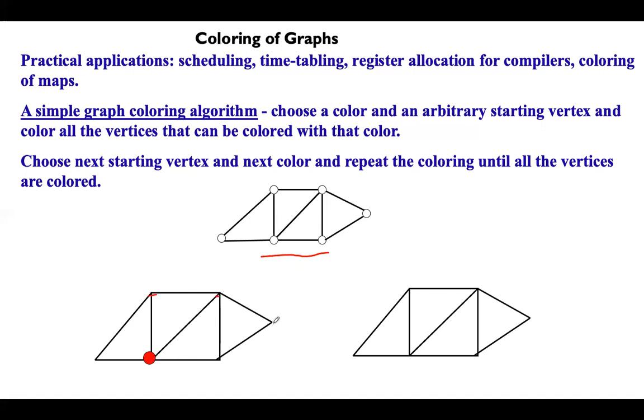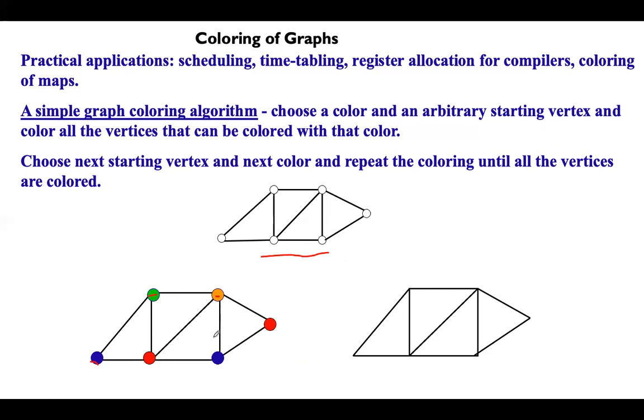If this is red, next vertex will be this one, so I will assign blue here. If this is blue, this cannot be blue, so you can assign blue here. Next, I need to assign the colors to these two remaining vertices. See, this vertex is adjacent to these two, so you have to assign a new color, green. And I will assign one more color, orange here. So we have used 4 colors to color this graph.